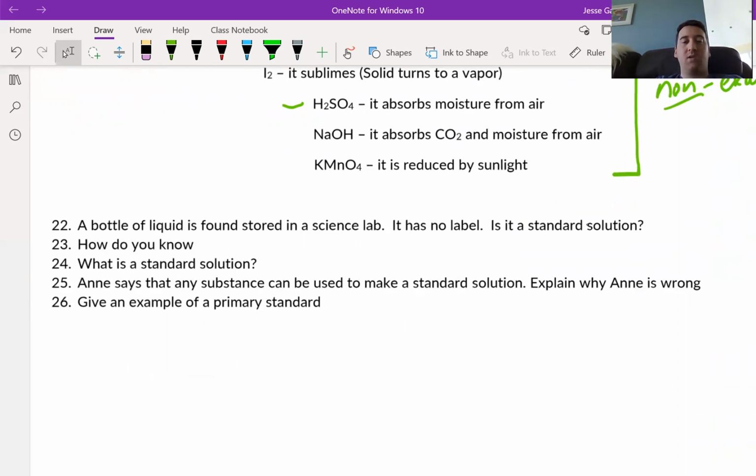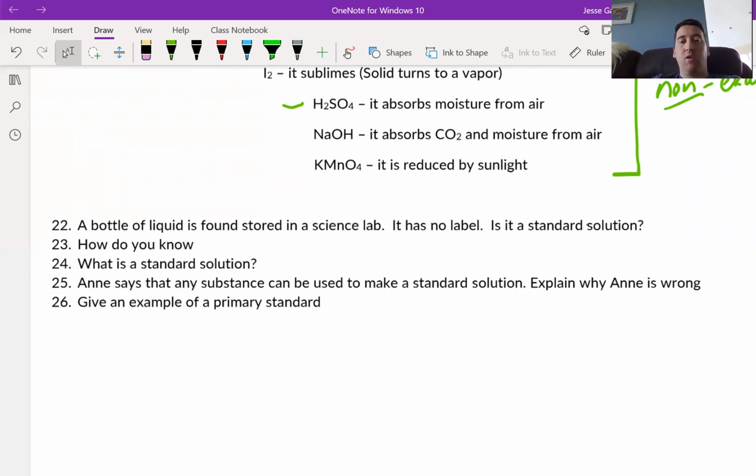Okay, so we've had a go at these questions. We'll quickly go through them. I'll just call out the answers. A bottle of liquid is found and stored in a science lab. It has no label. Is it a standard solution? No, it's not. Okay, it's not a standard solution if there's no label on it. And how do you know?